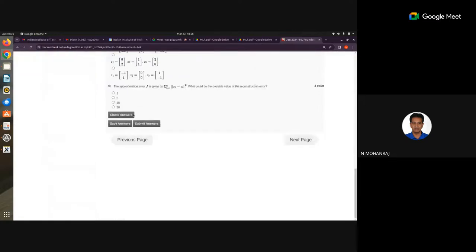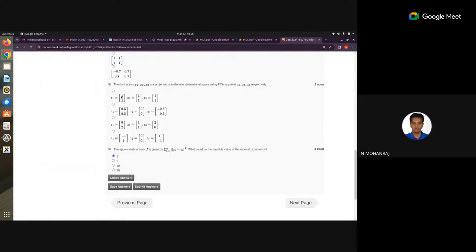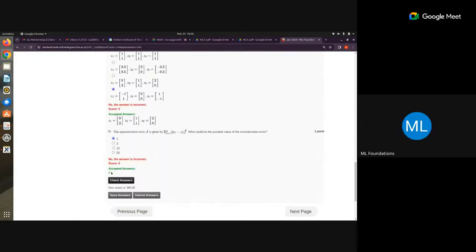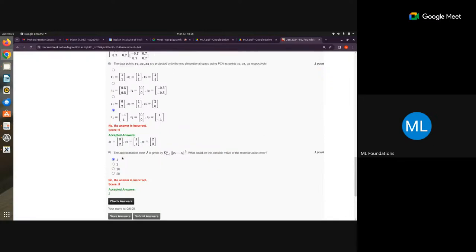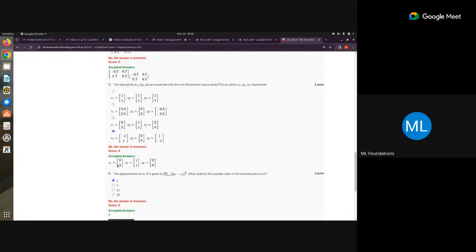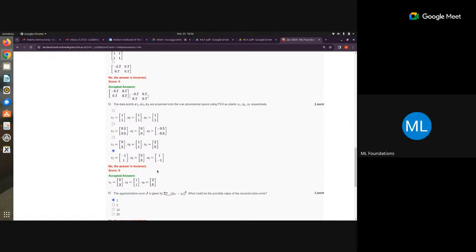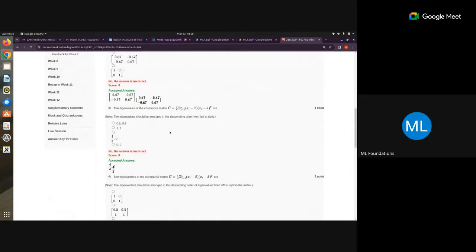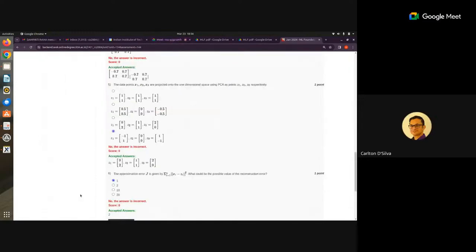Question 5 was okay, but 6 should be 0. We discussed this: the numbers are the same points, and if they are the same points, then the reconstruction error cannot be different. It should be 0. We discussed that one day in the open session.